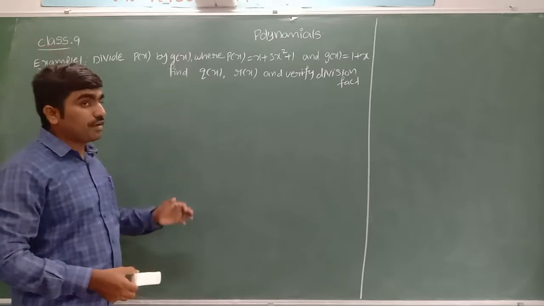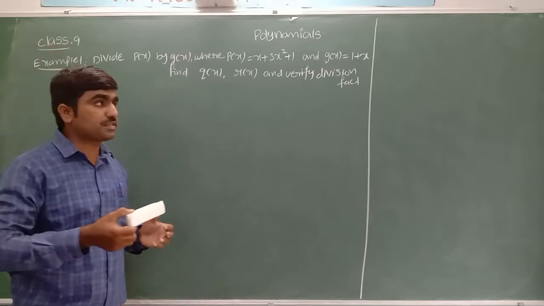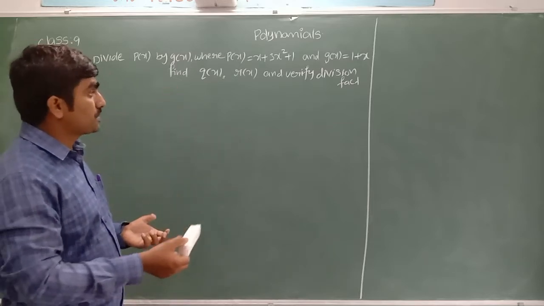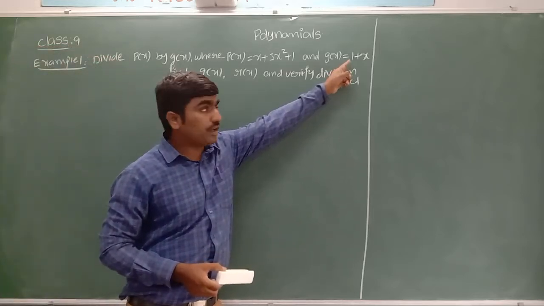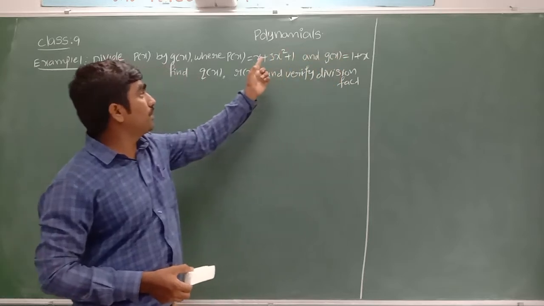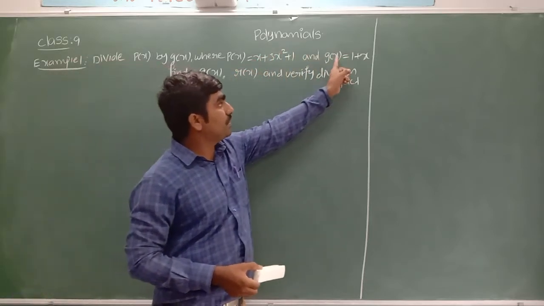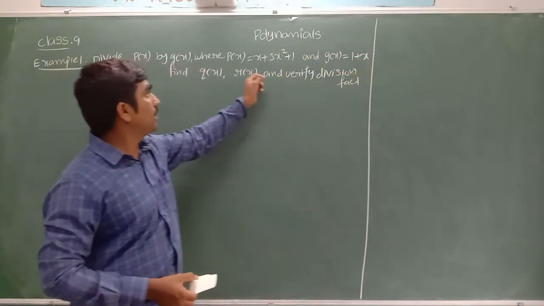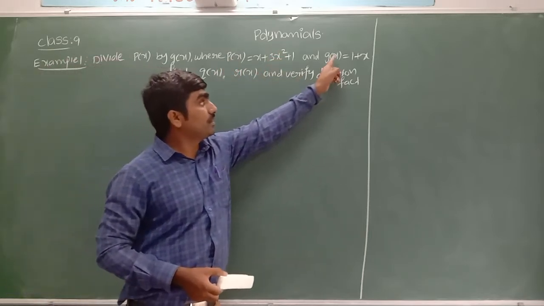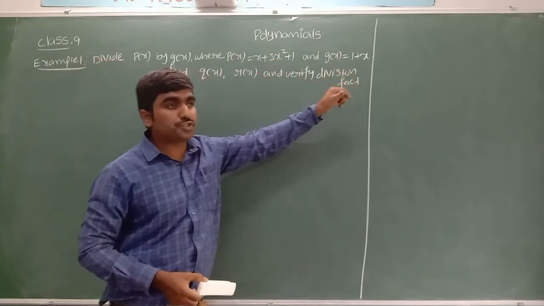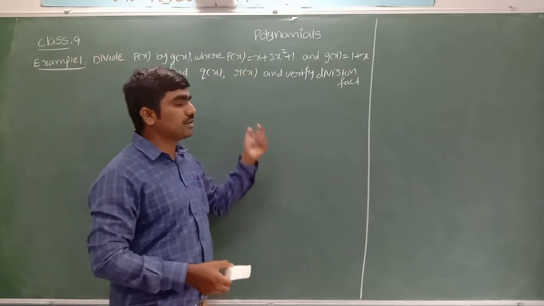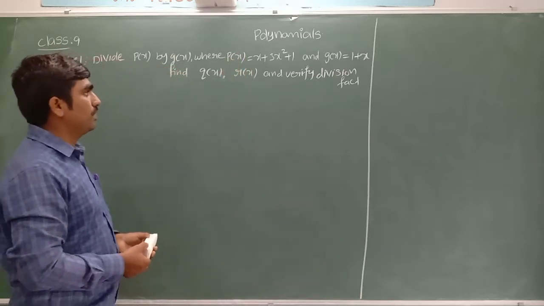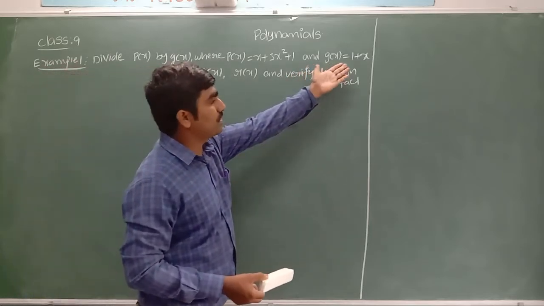To start the long division, I told you a few steps. Let us take the first one. To start the long division, what do we need? The degree of g of x is smaller than or equal to the degree of p of x. Here you can see the degree of g of x is 1 and the degree of p of x is 2. Yes, the degree of g of x, 1, is smaller than the degree of p of x, 2. So in this case, long division is possible, and also the divisor is other than 0.